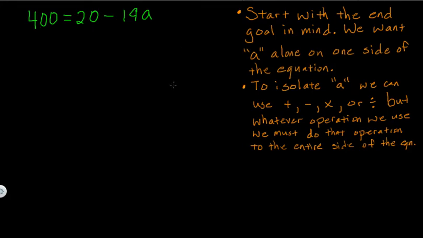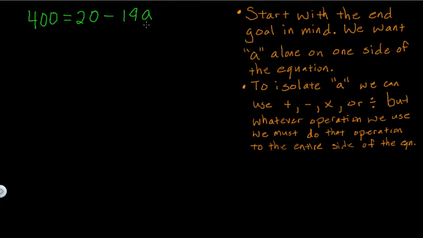Okay, so this is how to do it. This is what we would call a two-step equation. The way to solve two-step equations is to think about the end goal. So the end goal of doing all of this is to get A alone on one side of the equation with everything else on the opposite side of the equation. That is the goal. We want to get A by itself. We want to isolate A.